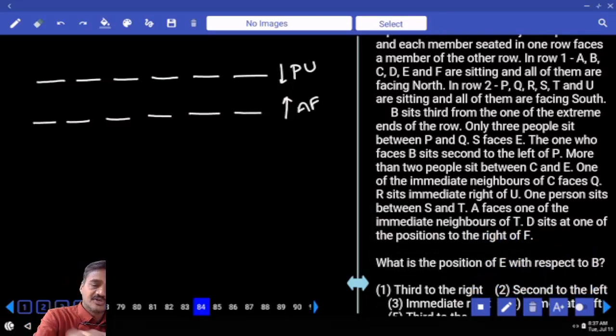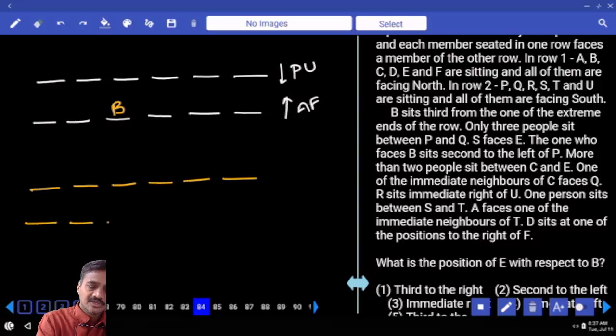B is seated at one of the extremes of the row. As B is seated at an extreme of the row, B can be seated at the left extreme, or B can be seated at the right extreme. So there are 2 different possibilities for this one, isn't it?